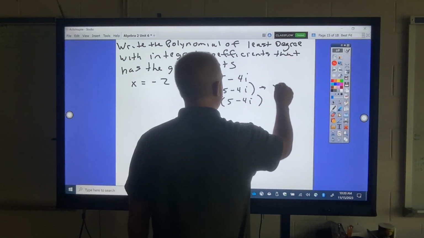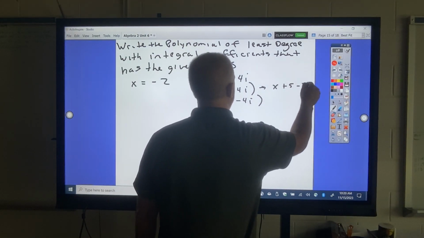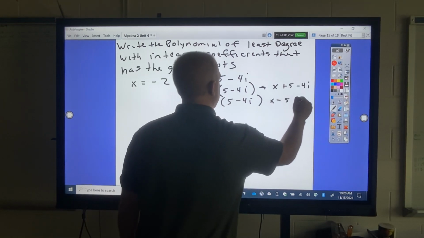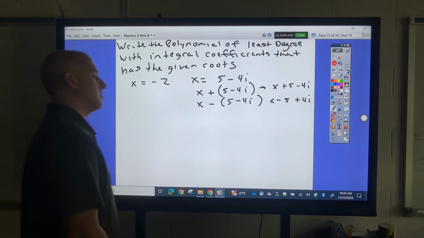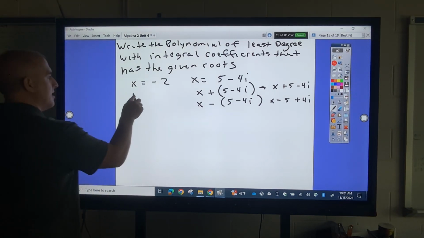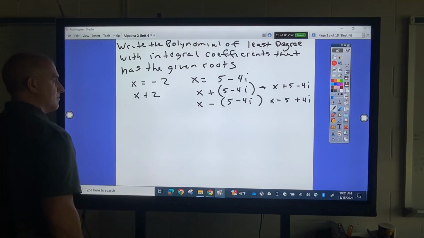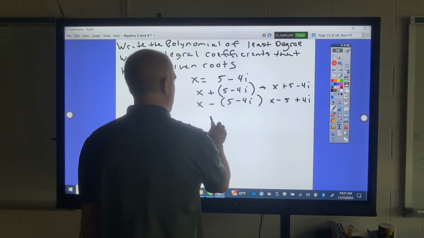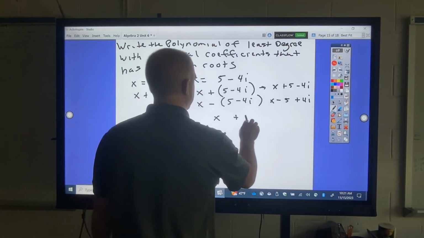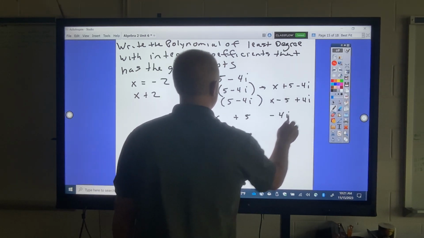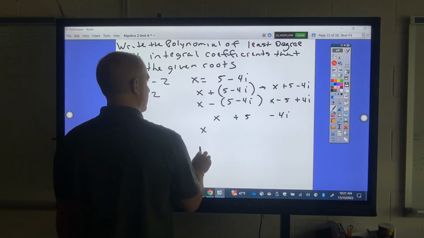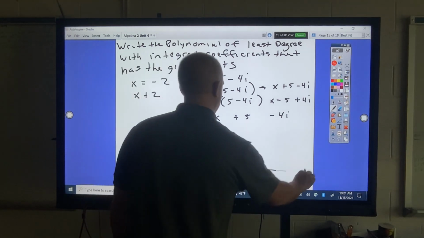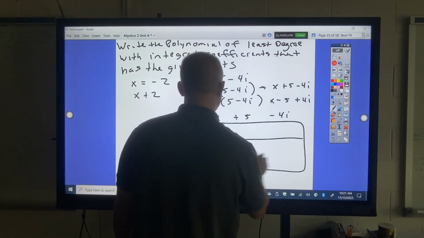So this would be x plus 5 minus 4i. This one would be x minus 5 plus 4i. And this is going to be x plus 2. Now, I'm going to go ahead and multiply those because that gets a little bit more complicated. So you can do this just like this.